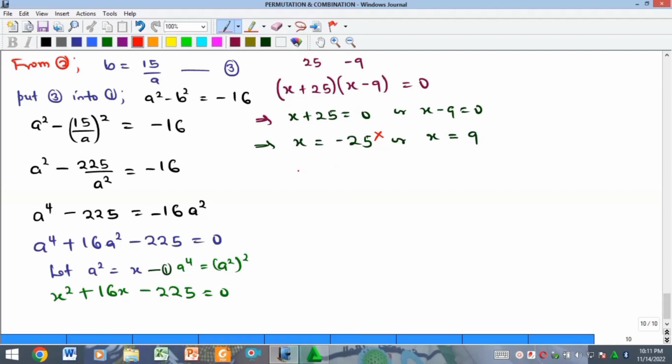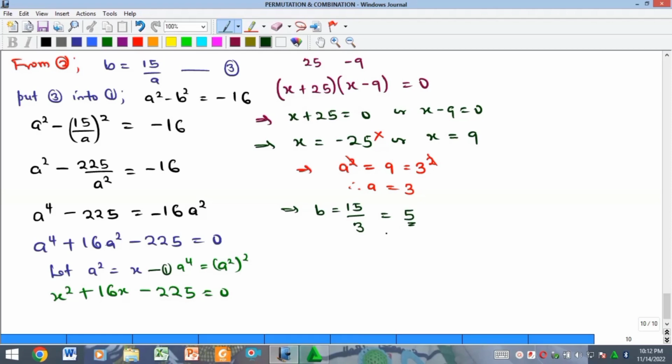So if we put that into this equation, we'll have that a squared is equal to 9, and our 9 is 3 raised to the power of 2. So if you cancel the equal powers, it means that our a is equal to 3. And so if our a is 3, if we put it into this equation here, that's equation 3, you will see that our b then will be 15 all over 3. And 15 over 3 is equal to 5.